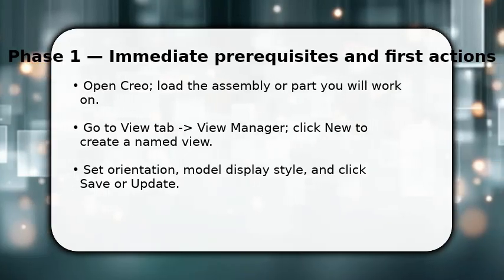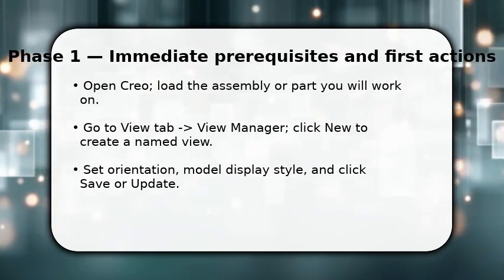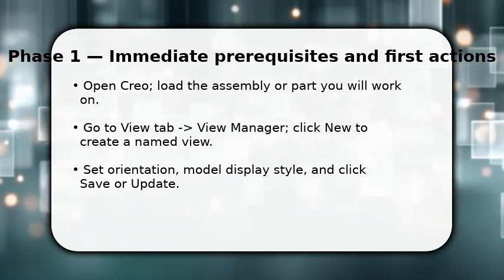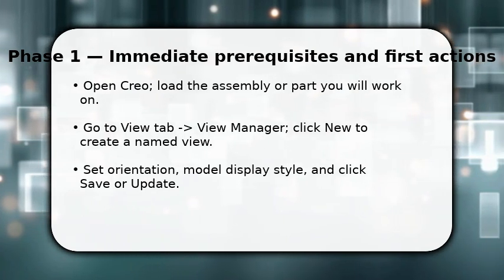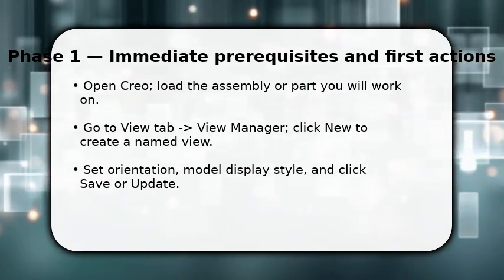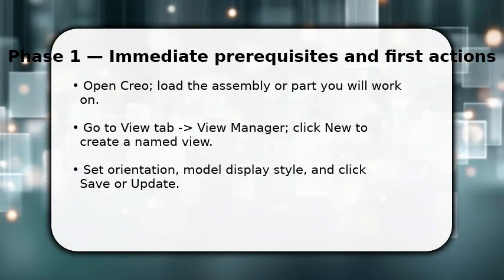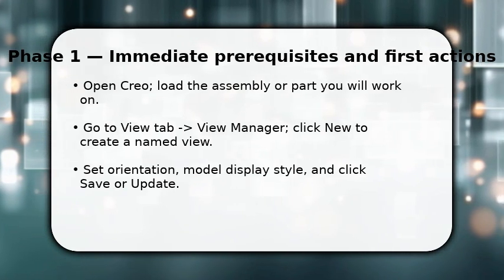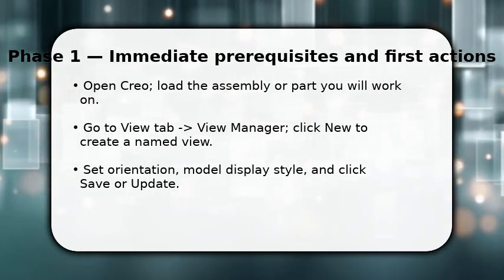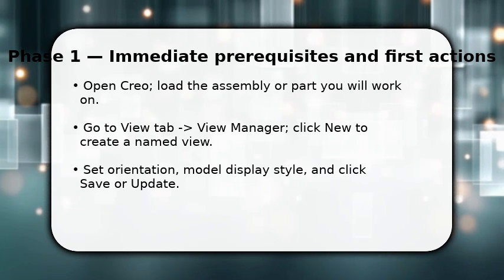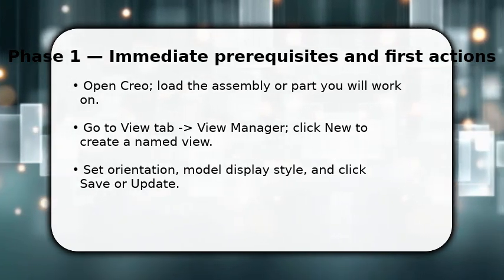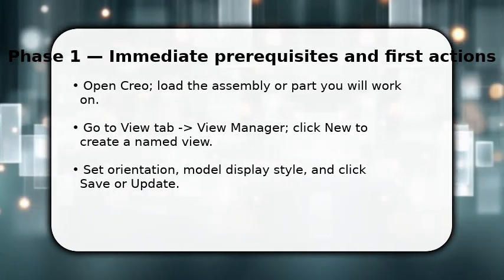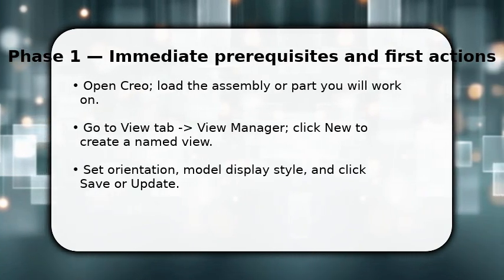You have the model open. Now jump straight to the View tab and open View Manager. Create a new view, give it a clear name, and set the orientation you want. Once done, choose the display style, shaded, wireframe, or hidden, so the view captures what you need. Make sure to save or update the view immediately. That preserves orientation and display settings. This first step locks in the camera and visual state, which you will reuse for drawings and presentations.